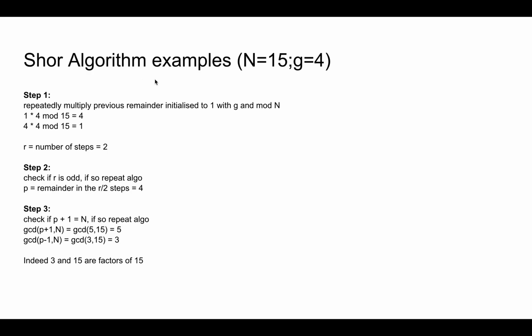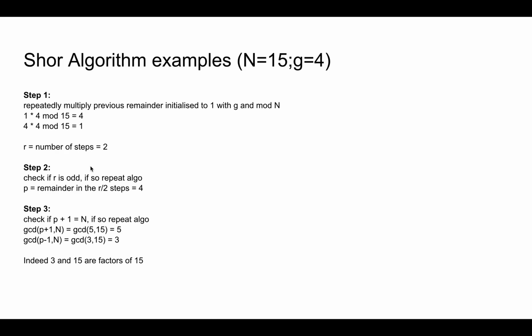So step 1 states that we repeatedly multiply the previous remainder, initialized to 1, with g mod n. So 1 multiplied by 4 mod 15 is just 4 mod 15, which is 4. Then we take this result, put it right here, and multiply it again by g mod n. So it's 4 multiplied by 4 mod 15, which is just 16 mod 15, which is 1. And evidently the number of steps is 2.